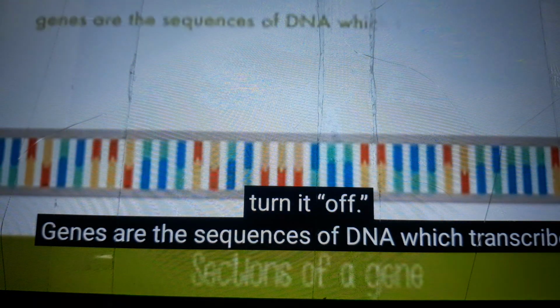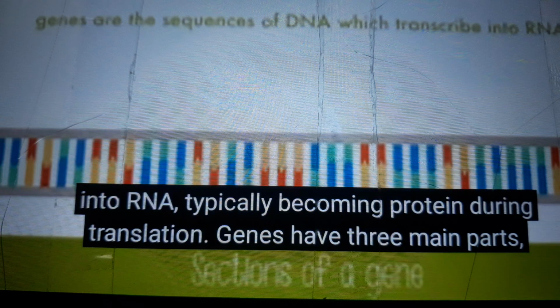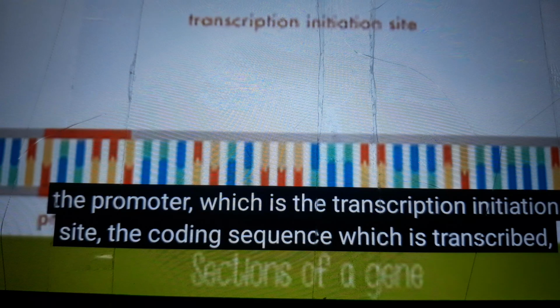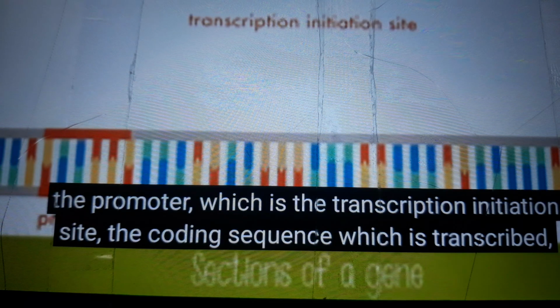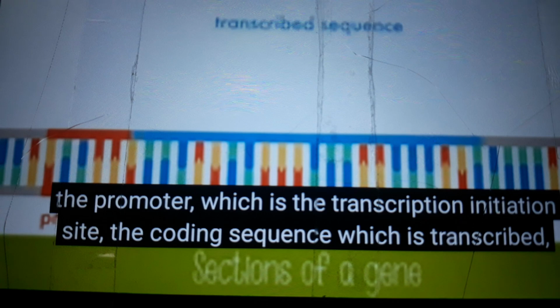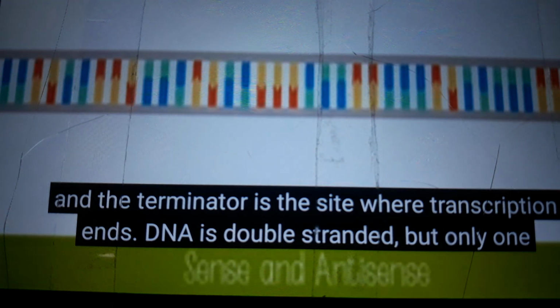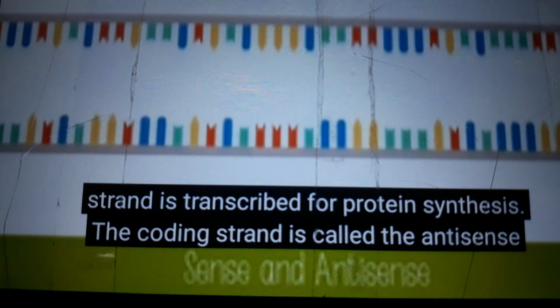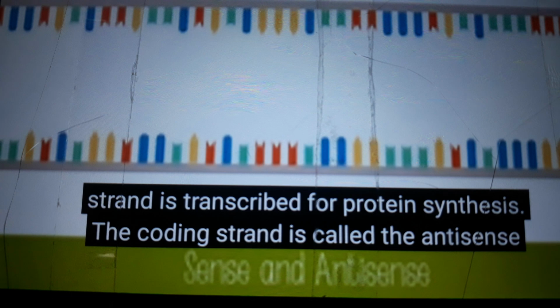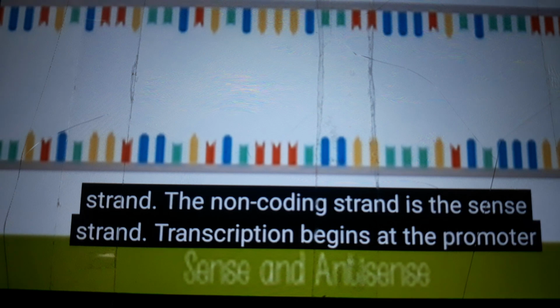Genes are the sequences of DNA which transcribe into RNA, typically becoming protein during translation. Genes have three main parts: the promoter, which is the transcription initiation site, the coding sequence, which is transcribed, and the terminator is the site where transcription ends. DNA is double-stranded, but only one strand is transcribed for protein synthesis. The coding strand is called the antisense strand, and the non-coding strand is the sense strand.